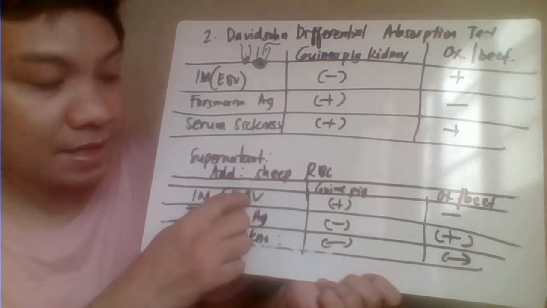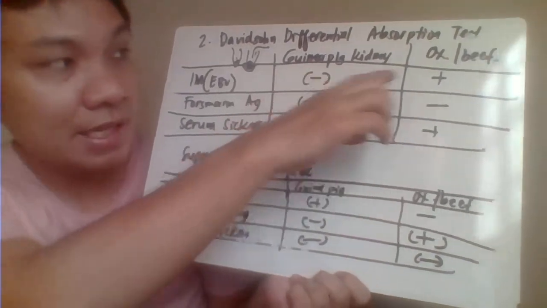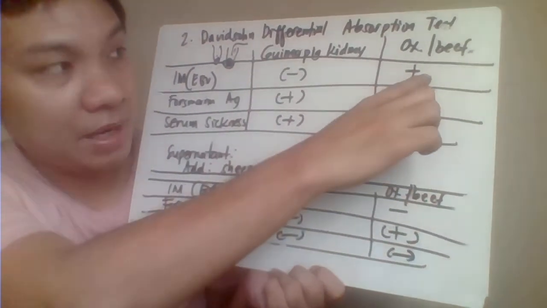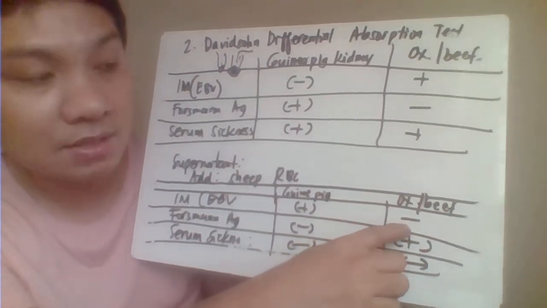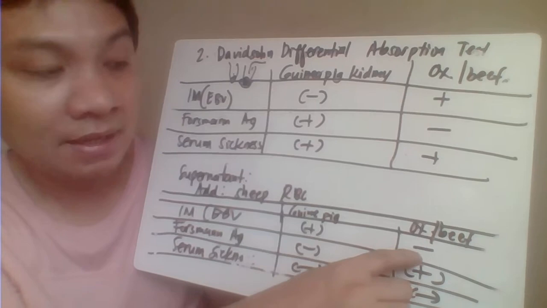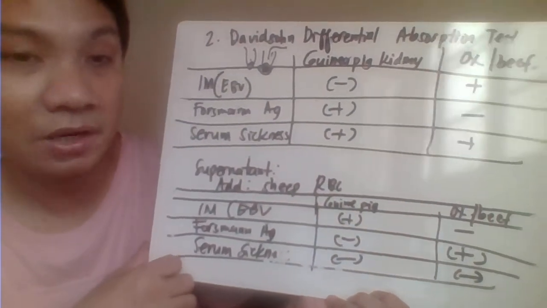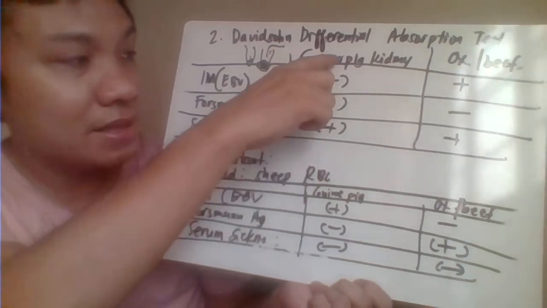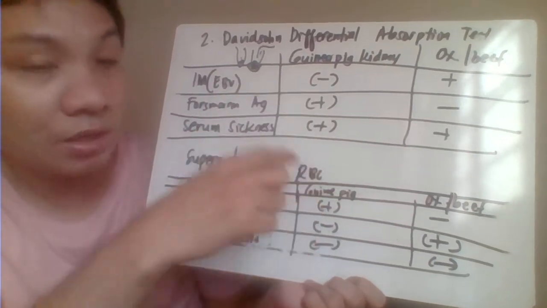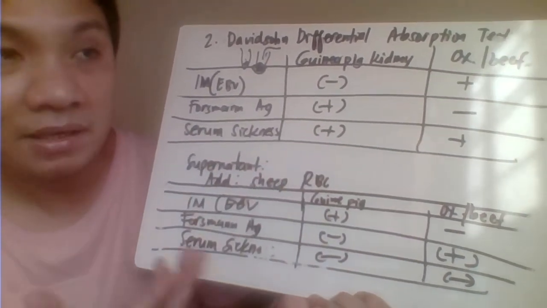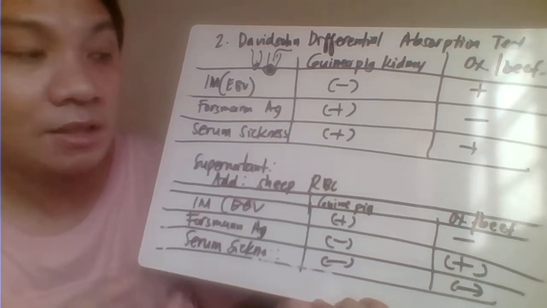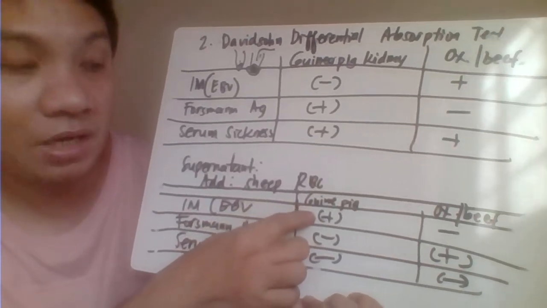Notice here in your Epstein-Barr virus, since dito na-adsorb siya, so pag na-adsorb, meaning to say, nawala na siya sa ating supernatant, and therefore expect here na pag nag-add ka ng sheep red blood cells, wala na siyang agglutination. In the case naman dito, since hindi siya na-adsorb, so andun pa rin siya sa supernatant, pag nag-check ka ng supernatant, still andun pa rin siya, therefore magkakaroon siya ng agglutination.